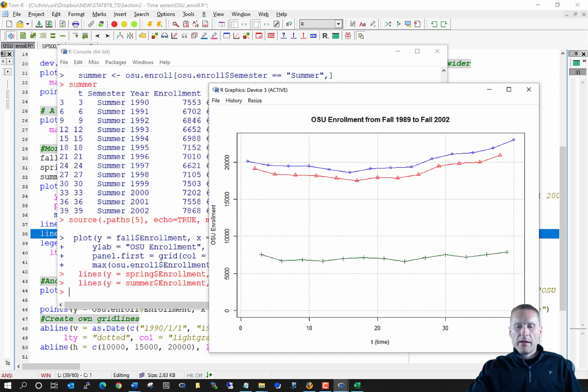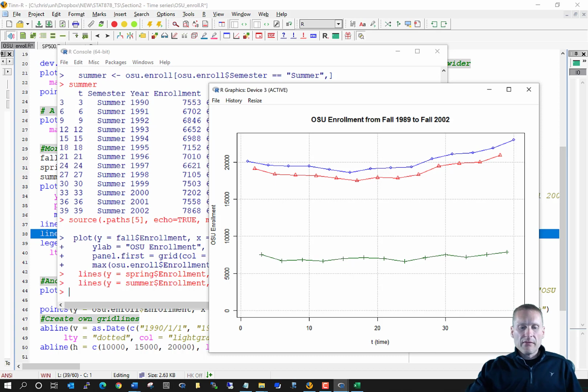I'm going to do the same thing with my summers as well. And now here we can see better what's happening over time. And it seems like what's happening over time, originally the fall and spring enrollments were going down a little bit, and then they tend to go up. Maybe something similar is happening to the summer. It's a little bit difficult to see that for sure. But by plotting the data in like this, we can better see the trends that are occurring.